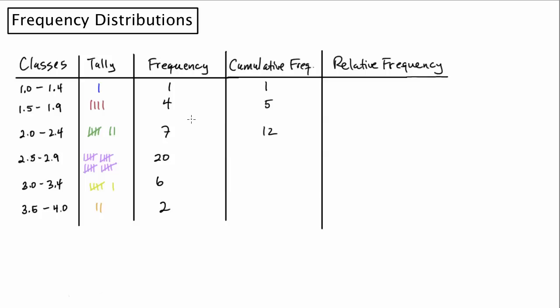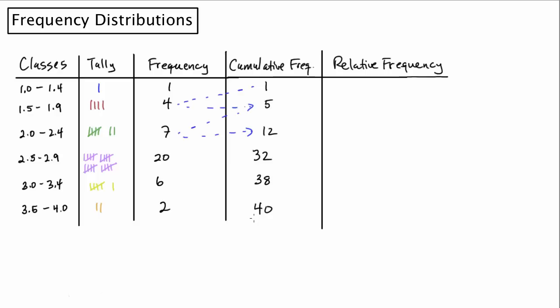Notice what I just did there. To do cumulative frequency, essentially you're taking this number plus 4 and adding it to give this. Each time, that's the basic step that I'm going through to get the cumulative frequency. So next up would be 12 plus 20 is 32, and then 32 plus 6 is 38, and 38 plus 2 is 40.